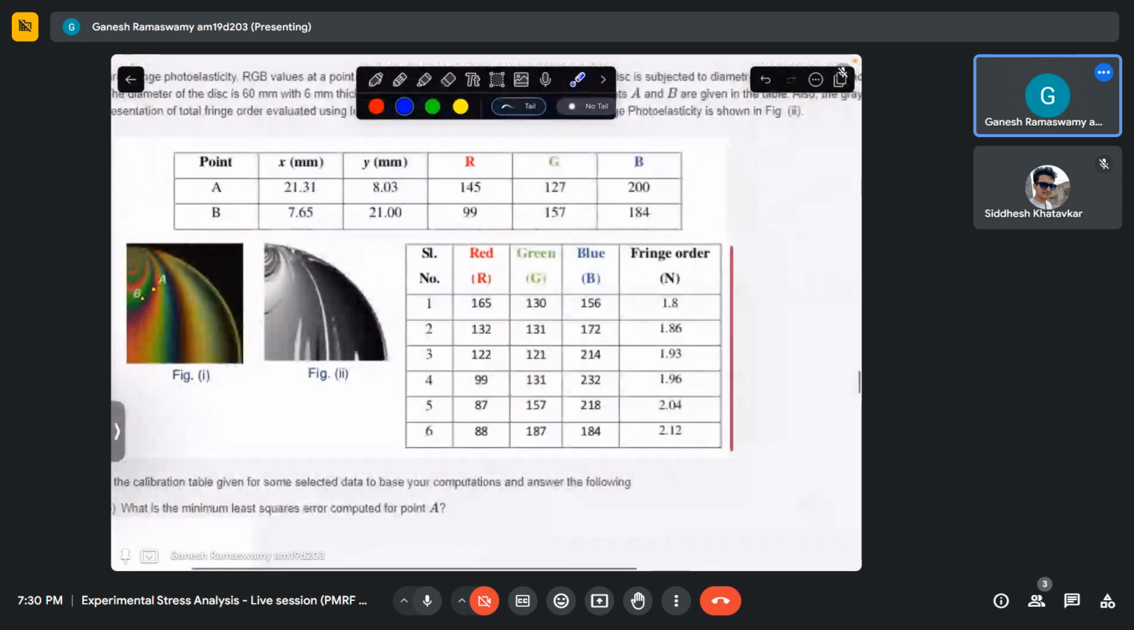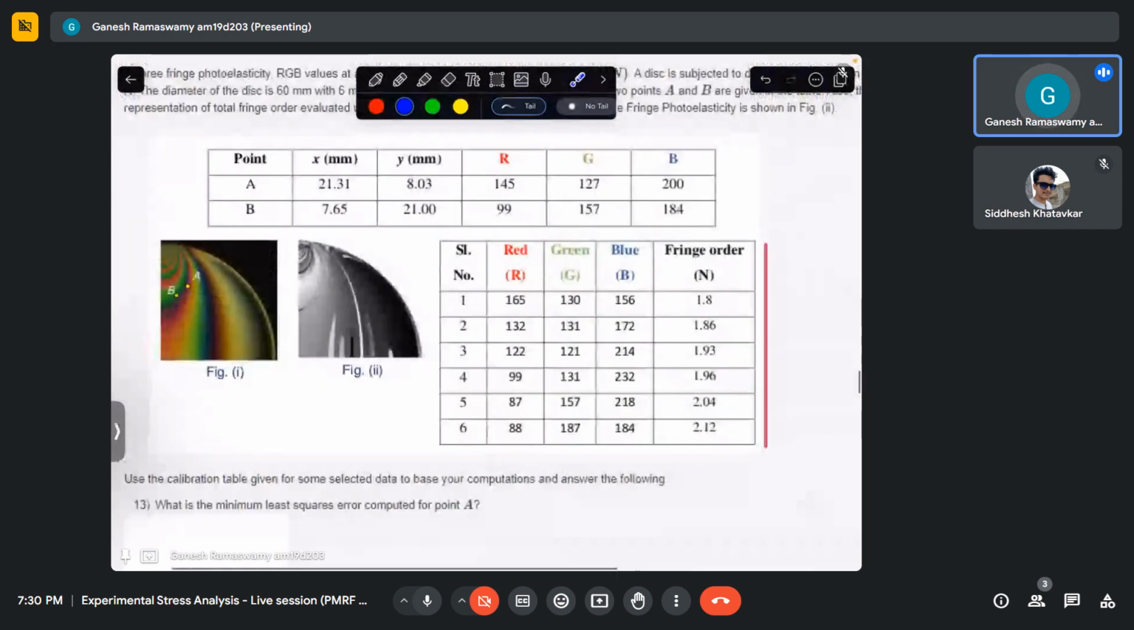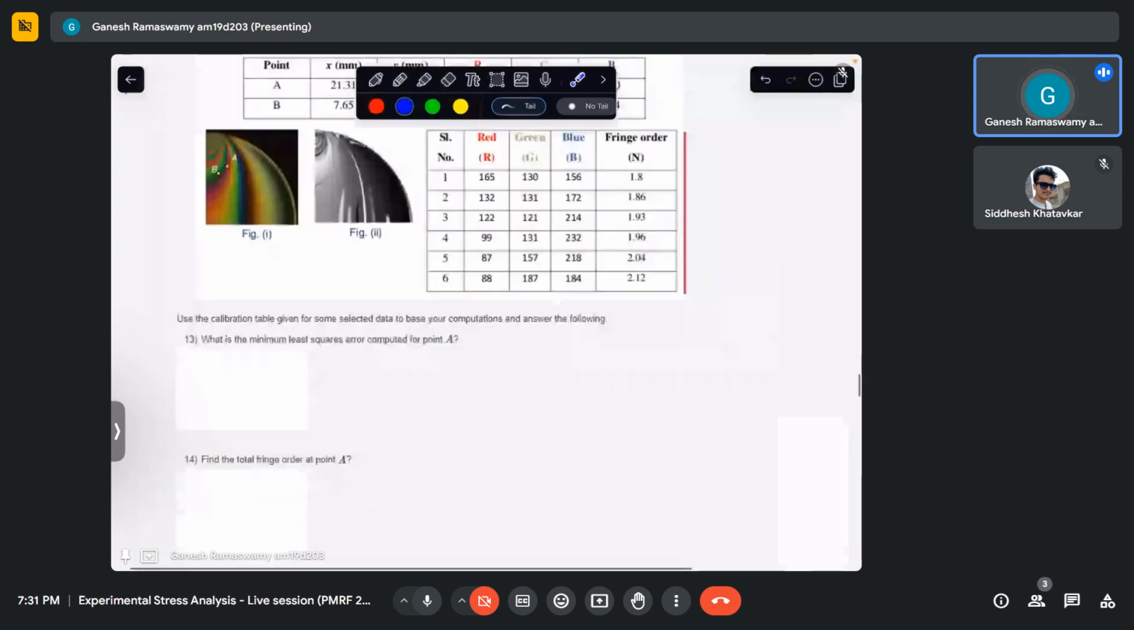Okay, so now we know that our RGB at the point is 145, 127, and 200. We are able to see that it exactly doesn't sit for any of these. So naturally, the fringe order has some difference. It is not exactly sitting. So what is the minimum least squares computed at A is what is asked. So what is the error?